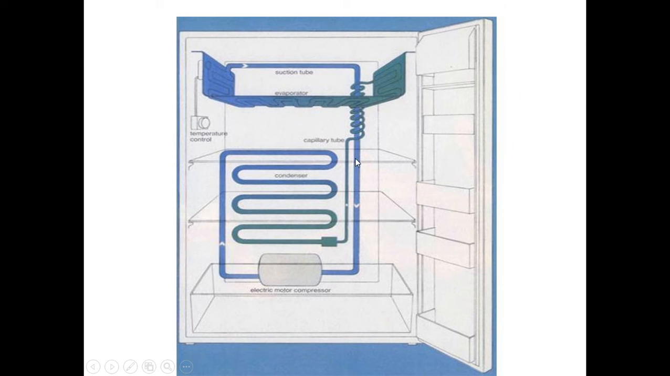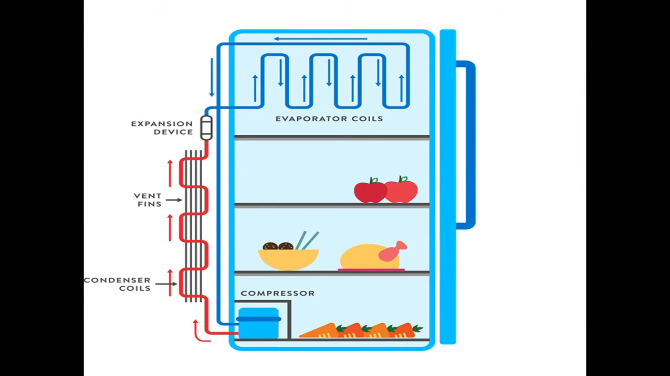Now you have one more device called the capillary expansion device. In a smaller capacity system, we have a capillary tube as an expansion device. Whereas in some higher capacity systems, instead of a capillary tube, we will be using an expansion valve. This diagram will give you a clear idea about various components.